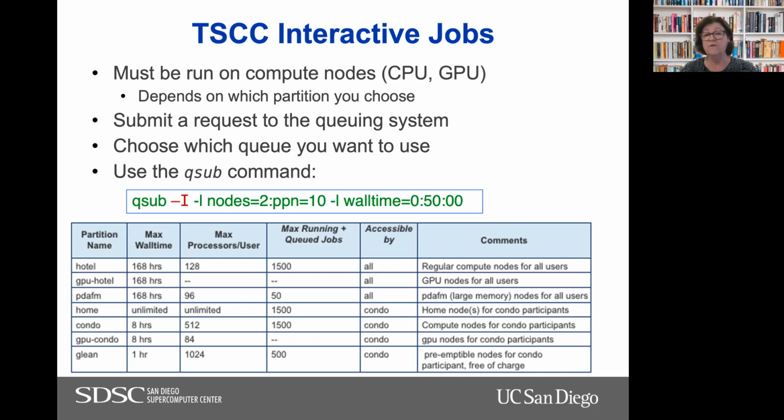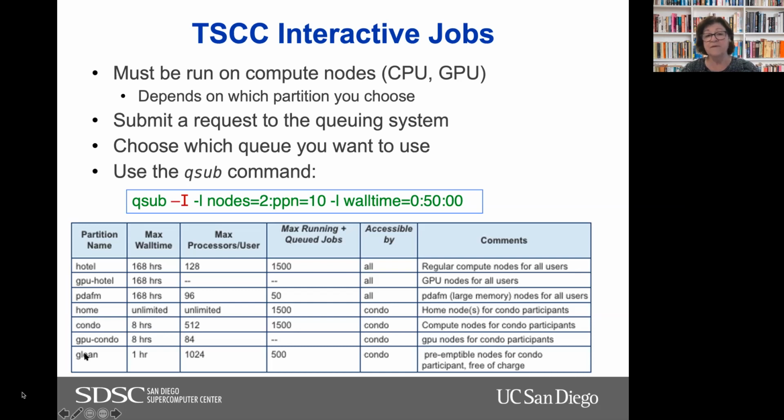But you have to remember, you get a compute node and then you own it. You'll own most of it or all of it, depending on what you ask for, and you can run on an HPC node. You have to submit a request through the queuing system so that the scheduler can find a node that's available for what you need. And you have to figure out which queue you want. There are many queues: the hotel queues, GPU, CPU, large memory, whatever your home group queue is, the condo queue, the GPU, and the Glean queue.